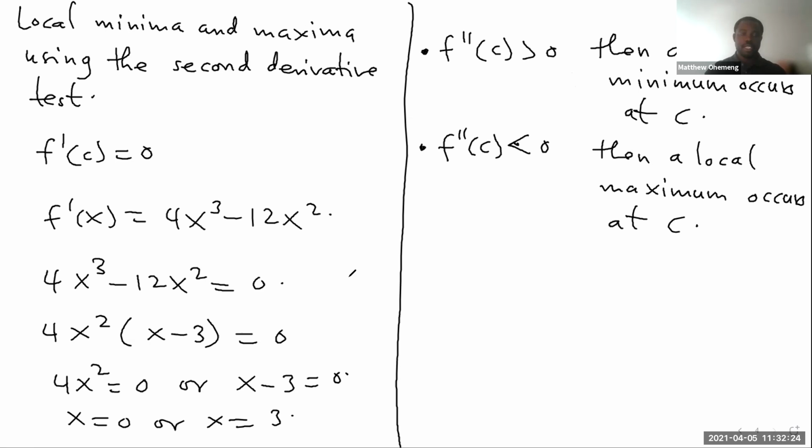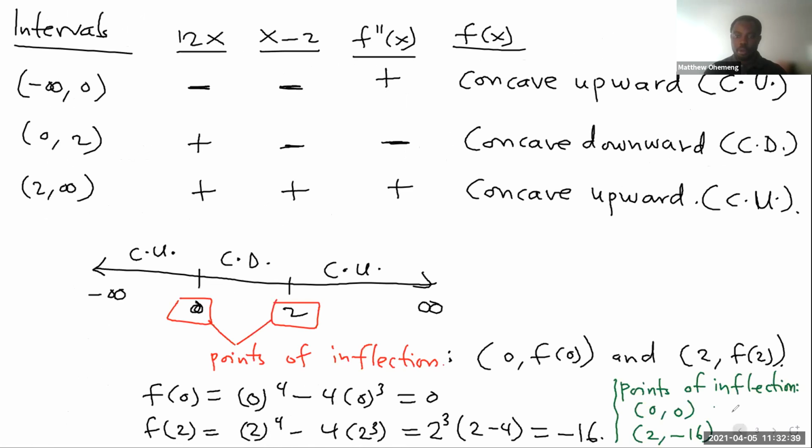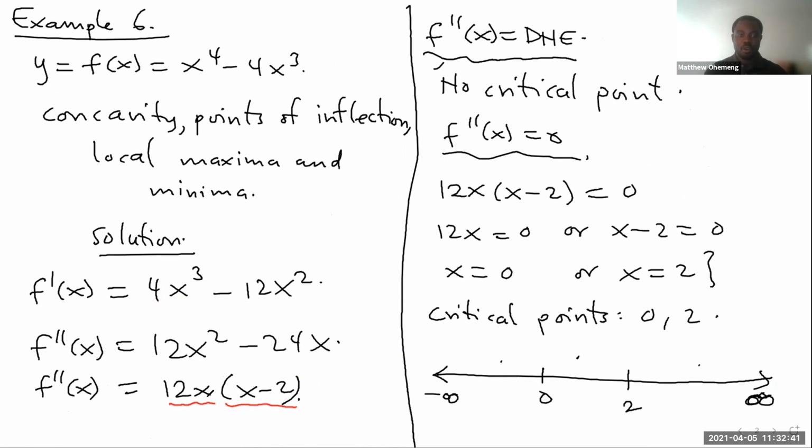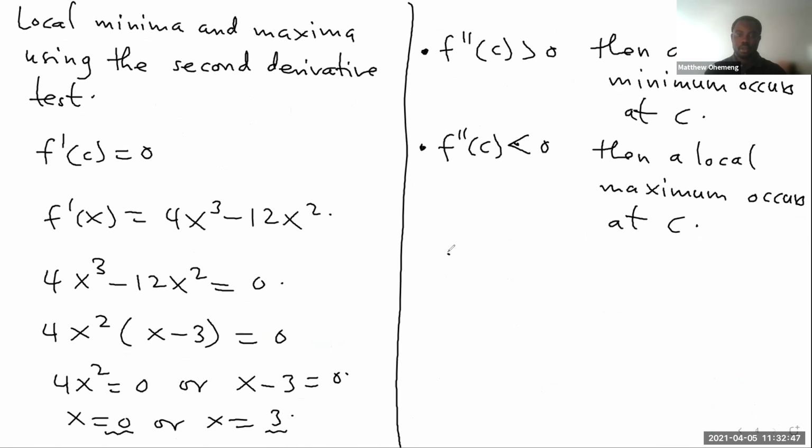Right. So let's just look at these 2 points that we obtained and check where f prime of c will be 0, and where it will be greater than 0 or less than 0. So let's check what f double prime is. Well, we got f double prime way back. f double prime of x is 12x times (x minus 2).